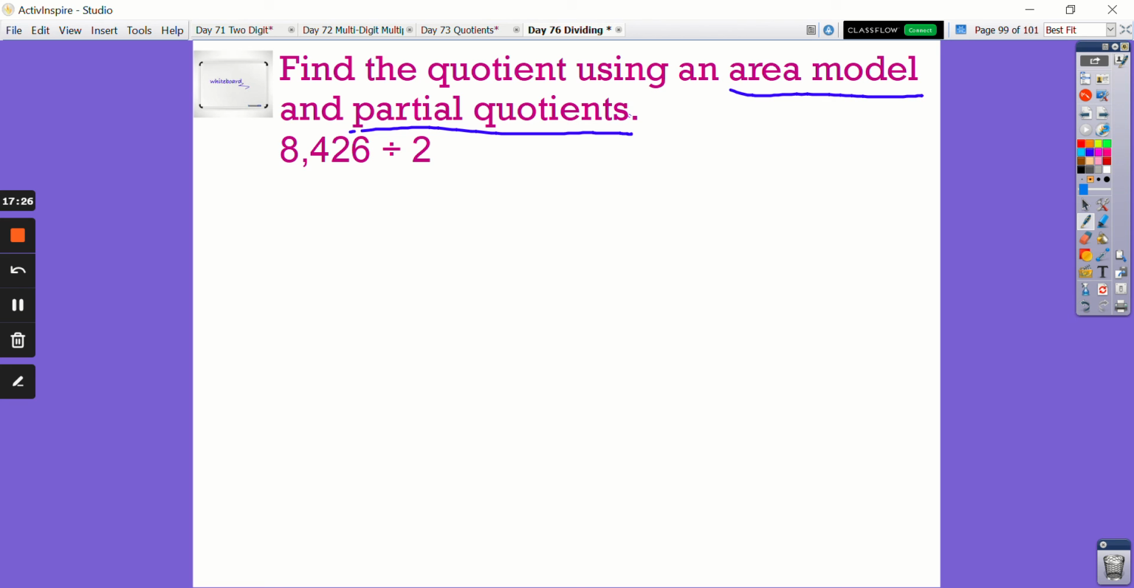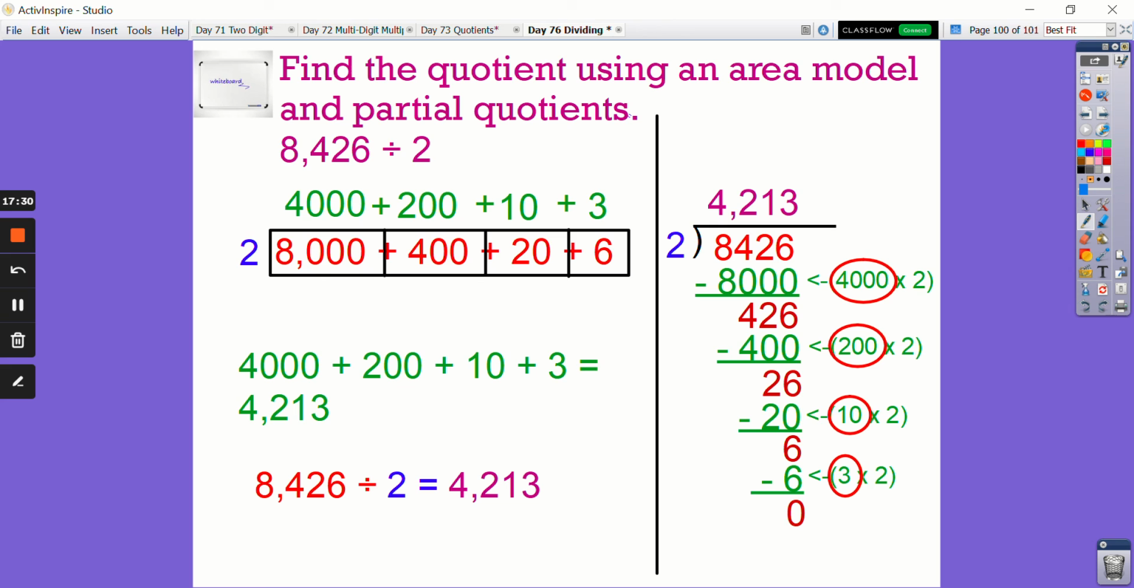All right, welcome back. Here we go. Let's take a look. Start with your expanded form, 8,426. 2 times 4,000 is 8,000. 2 times 200 is 400. 2 times 10 is 20. 2 times 3 is 6, for 4,213. And your partial products look exactly the same.